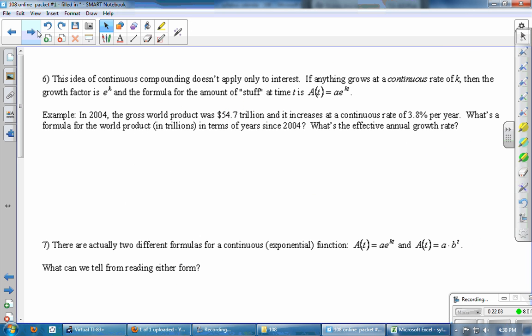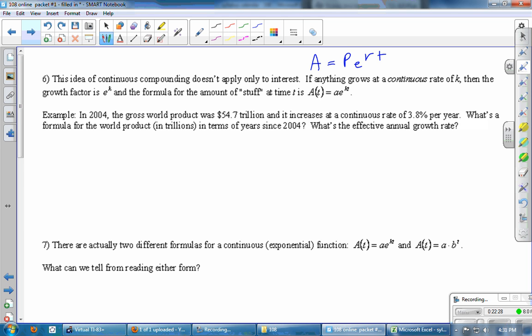Number 6, this idea of continuous compounding doesn't apply only to interest. If anything grows at a continuous rate of k, then the growth factor is e to the k, and the formula for the amount of stuff at time t is a e to the kt, which is supposed to remind you an awful lot of p e to the rt. It's just different letters. R was the interest rate, k is the growth rate. Let's take a look at this example.